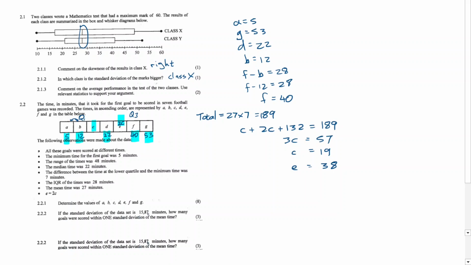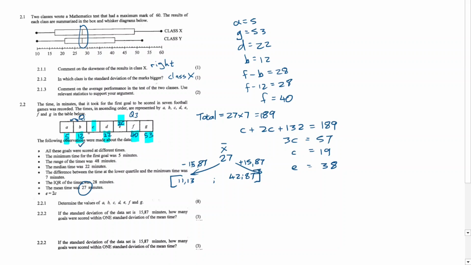If the standard deviation for the data was 15,87 minutes, how many goals were scored within one standard deviation? You know from earlier that your mean was 27. To work out how many fall within one standard deviation, you want to add your standard deviation and minus your standard deviation, and that will give you your legit interval. Your legit interval will be somewhere between 11.13 and 42.87.